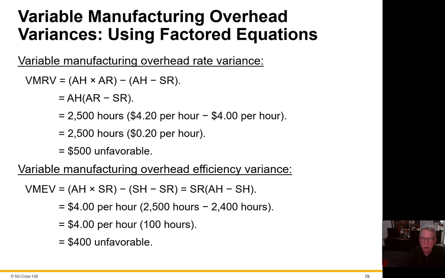Now we can reduce that to variance formulas, and I think there's no surprise here. We come up with the same numbers, and I'll let you think about that for a second. I think that's pretty clear. We've been doing that the same way for the material and labor variances, as well as for the variable manufacturing overhead here.